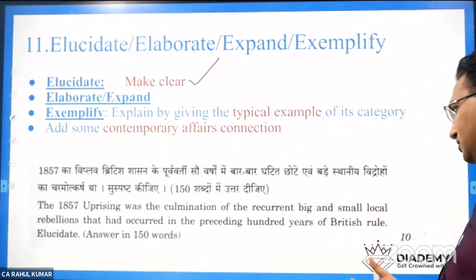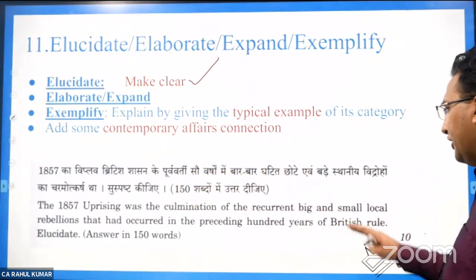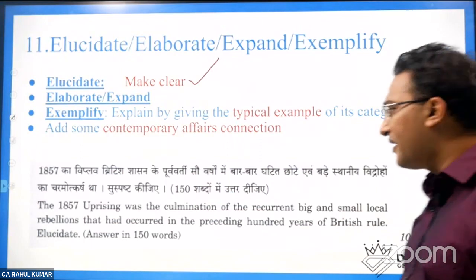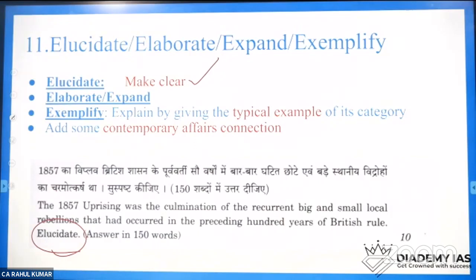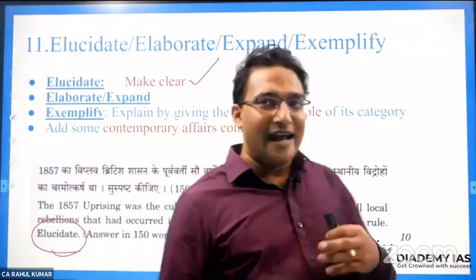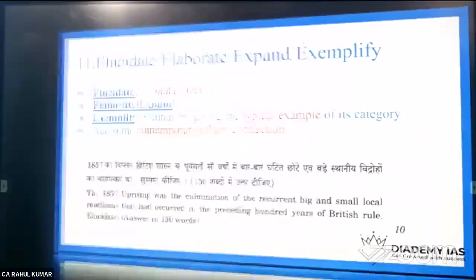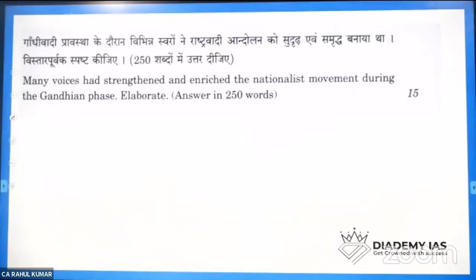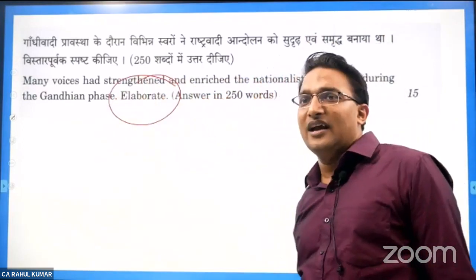So this is the kind of question. The 1857 uprising was the culmination of recurrent big and small local rebellions that had occurred in the preceding 100 years of British rule. Elucidate, okay? Elucidate means make it clear. So you will give a detailed explanation, right? You will basically narrate the event, and then you will also reach the point that, okay, yes, this is right. Next is another question from the same dimension. Many voices had strengthened and enriched the nationalist movement during the Gandhian phase. Elaborate. So this statement they have again used.